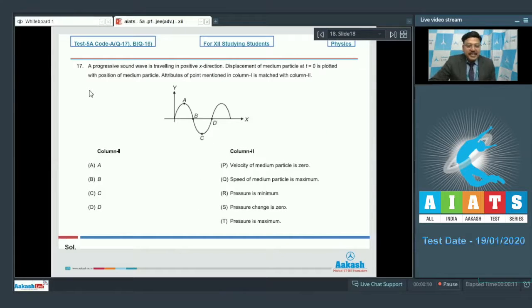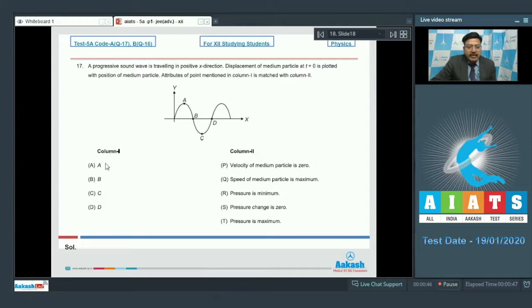Question 17 says, a progressive sound wave is traveling in positive x direction. Displacement of medium particle at t equal to 0 is plotted with position of medium particle. Attributes of point mentioned in column 1 is matched with column 2. And this is the graph. This is the graph between displacement of the medium particles, which is plotted on the y-axis, with position, which is plotted on the x-axis. And this is the situation at t equal to 0.